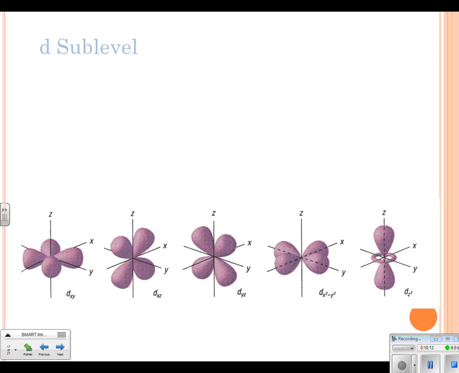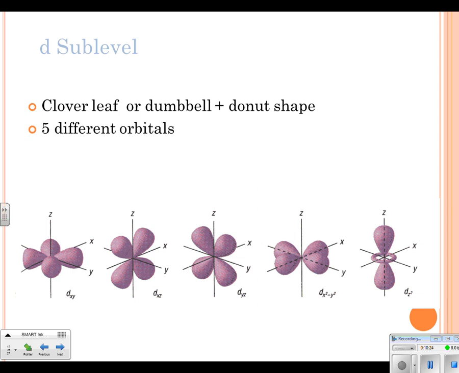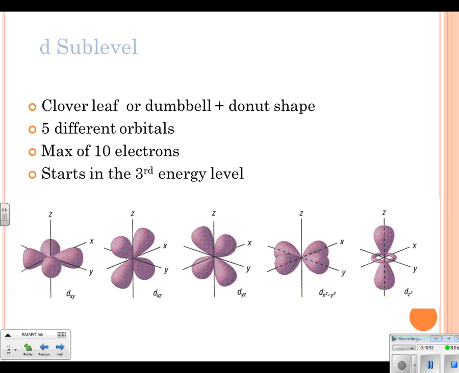Next is the D sublevel. And a D sublevel is shaped like a clover leaf, you can see in those first 4 pictures. And then that 5th one is dumbbell shaped like a p orbital and it's got a little donut around the middle. There are 5 different orbitals here. So D is when L equals 2. So M equals -2, -1, 0, +1, +2. So there are 5 different M's. So there are 5 different orbitals and different orientations. You don't really need to know the orientations. Just know that there are 5. So we got 10 electrons total, 2 in each. 5 rooms, 2 electrons fit in each. So 5 times 2 is 10. And D is big enough that it only starts in the 3rd energy level. Can't fit in the 1st or 2nd.